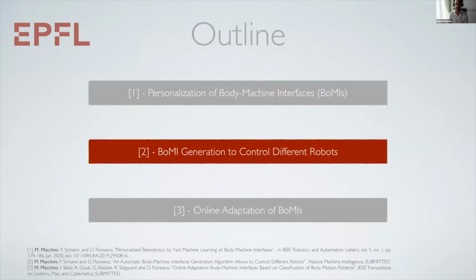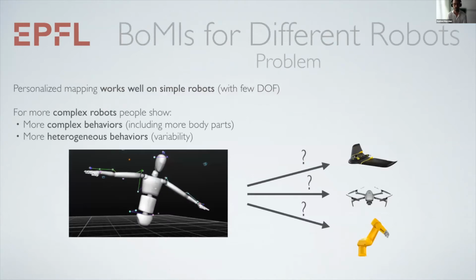Now, the second study goes towards generation of body-machine interfaces to control different robots, because this method was tailored to the control of a fixed wing, which is a simple robot, if you want, with a few degrees of freedom. The problem is when you want to control more complex robots, and in this specific case, we considered a fixed wing drone with controllable speed, which has 3 degrees of freedom, a quadrotor drone, which has 4 degrees of freedom, and a robotic manipulator, which is a completely different robot with 6 degrees of freedom. You can move on the 3 axes and rotate on the 3 axes, so you have 6 degrees of freedom.